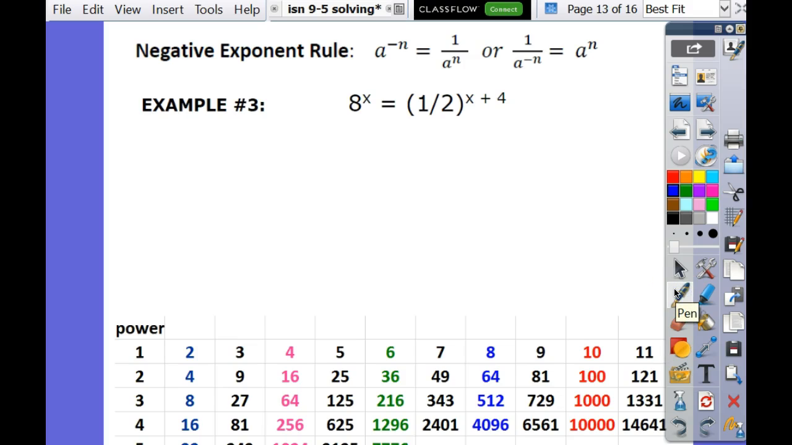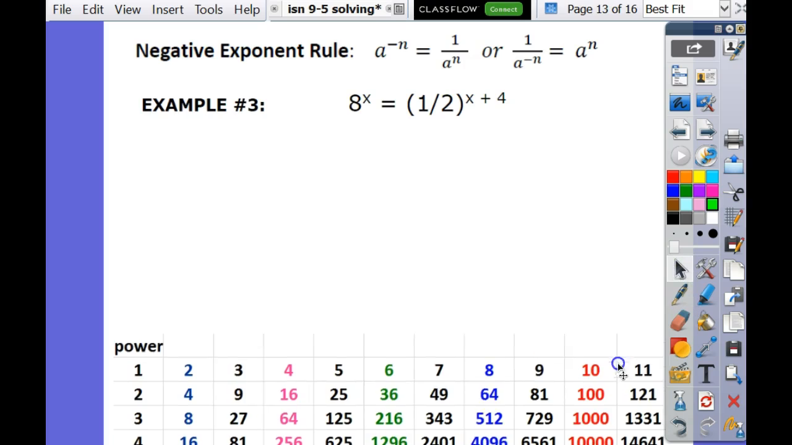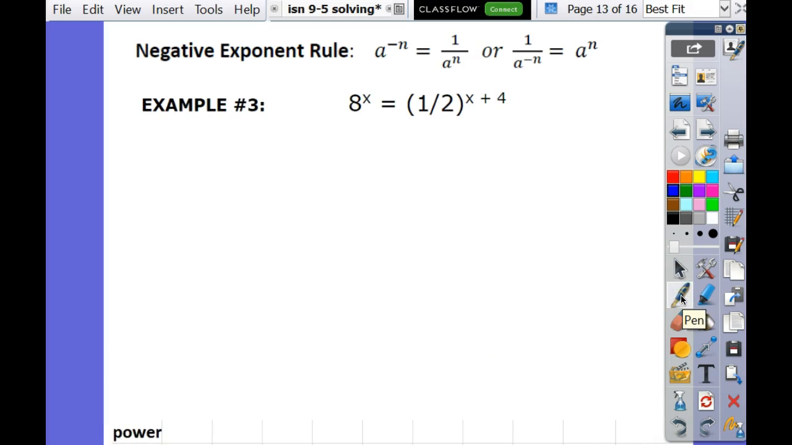So, this has a 2 in it. Can 8 be changed to a number that is base 2? Here is the 8 in my chart. That's 2 to the first power, 2 to the second power, 2 to the third power. 8 can be written as 2 to the third power. So up here, 2 to the third power is equal to 8.